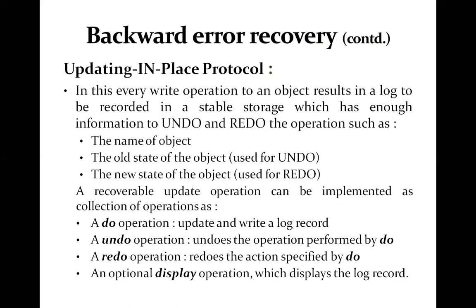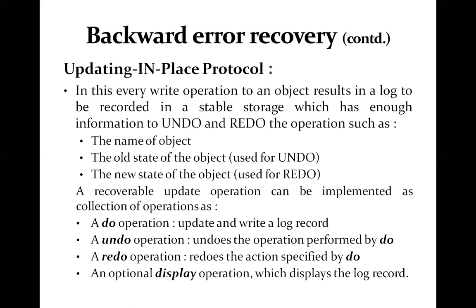So whenever information is recorded, what kind of information is that? The first one is the name of the object. Second one is the old state of the object, and this is used for doing the undo operation. And the third one is the new state of the object, which is used for the redo operation.